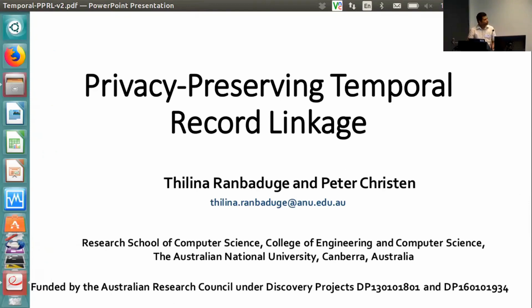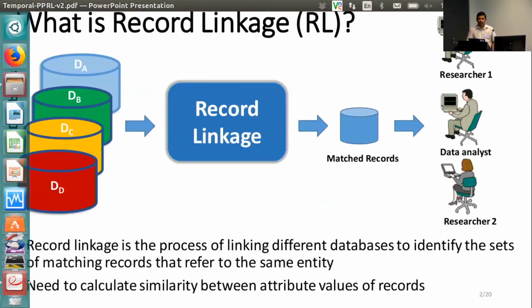I'm not going to detail what is actually meant by record linkage because most of you in here know what record linkage is. But record linkage is a process in data integration where you try to link a number of databases together and identify which records in these databases belong to the same entity or not. And once you identify these matching records, they can be used by different researchers or data analysts for different analysis purposes.